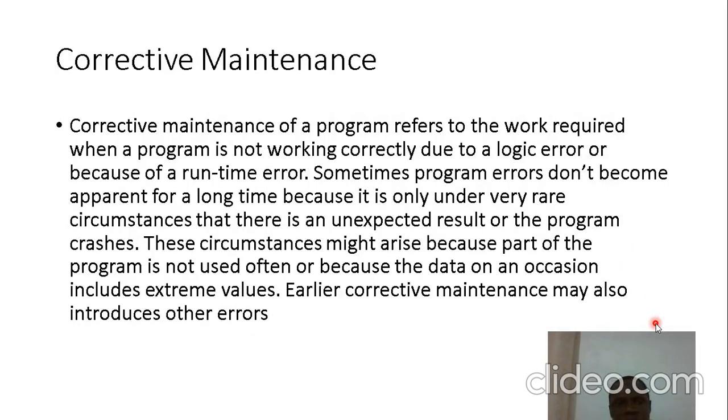All right. So then there are now the types of maintenance. We're going to talk about corrective maintenance, adaptive maintenance, and so on. Corrective maintenance is when the program is not working correctly due to a logic error or a runtime error. Remember, a runtime error really looks like a subset of a logic error because there's something that has been missed out. So errors will surface as you run the program. You're getting some wrong result, so you have to correct it. That is corrective maintenance, because there's an unexpected result that the program is bringing, or maybe the program has crashed.